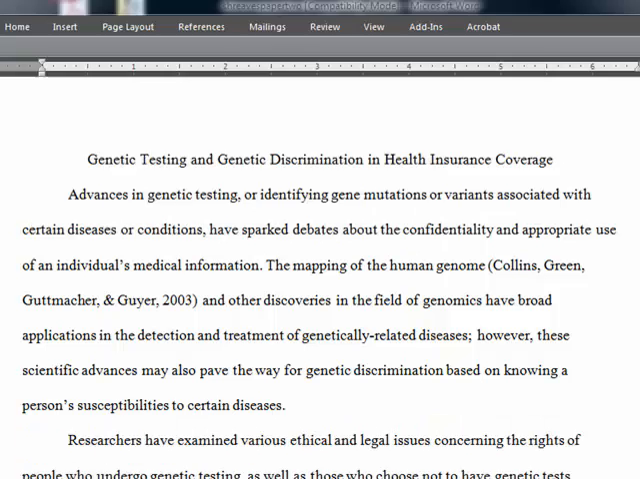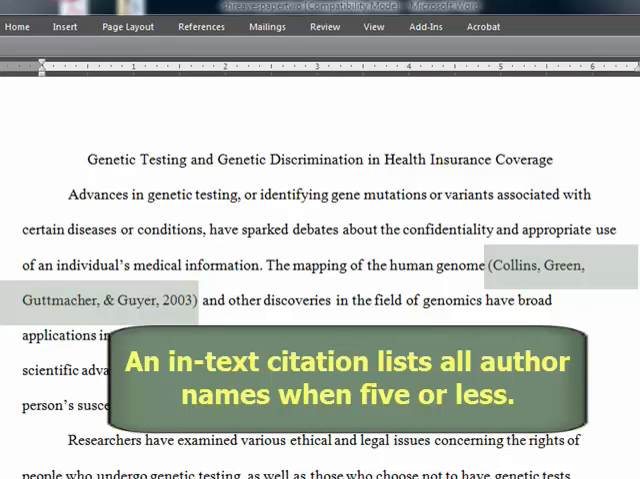Let's pause here and take a look at that in-text citation. This source has 4 authors. Notice that ampersands are used to join a group of authors' names, not the word and. And the next thing to notice is that in APA in-text citations, you give all of the authors' names up to 5. It is only after 5 that you use et al., or others.